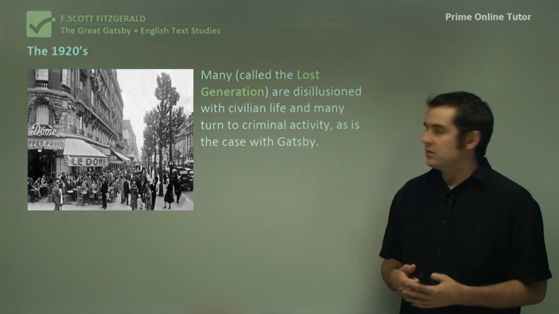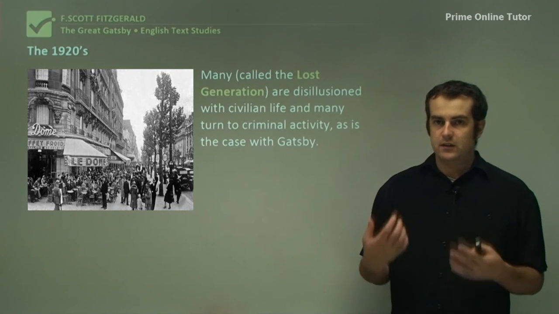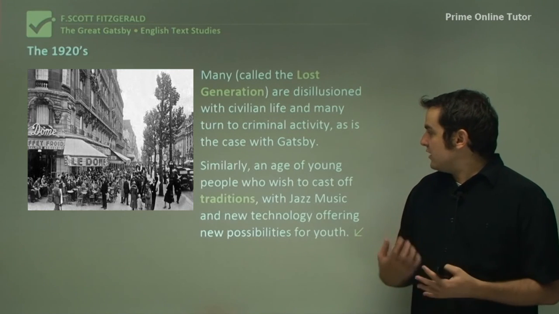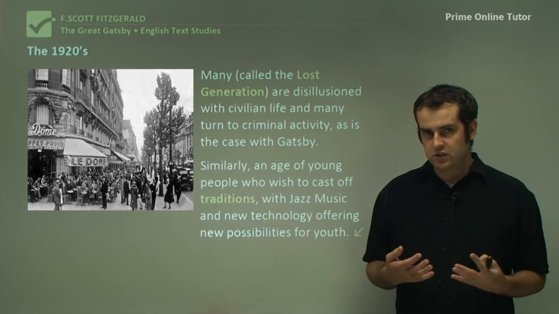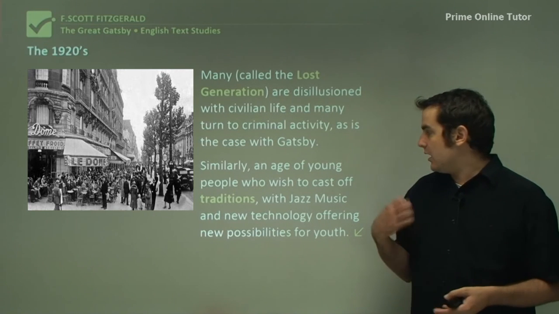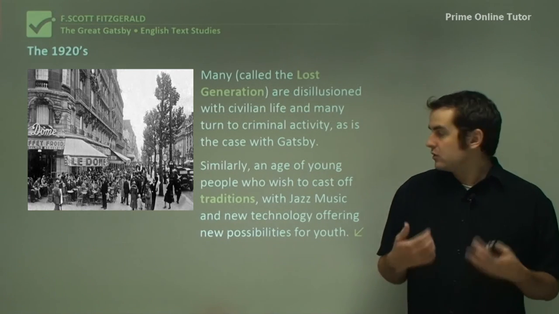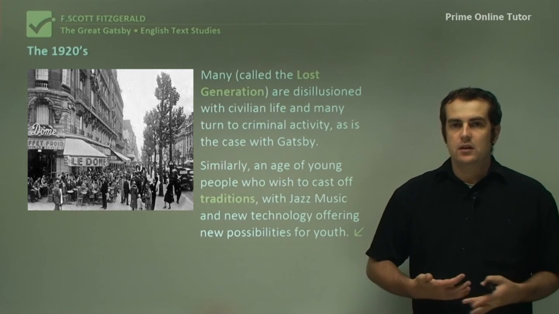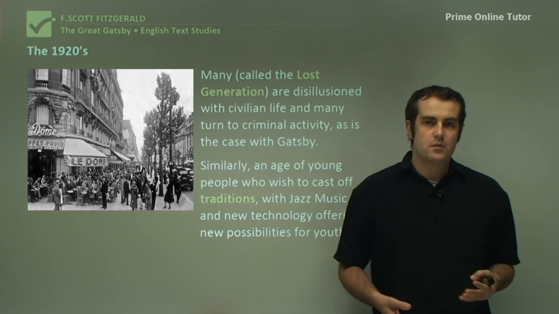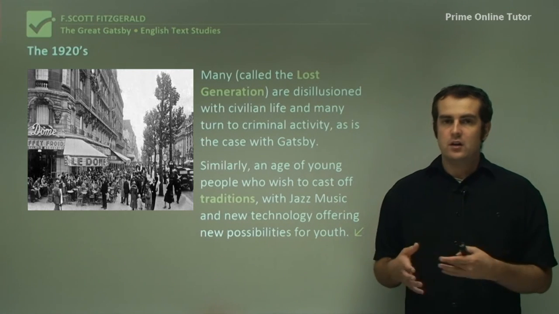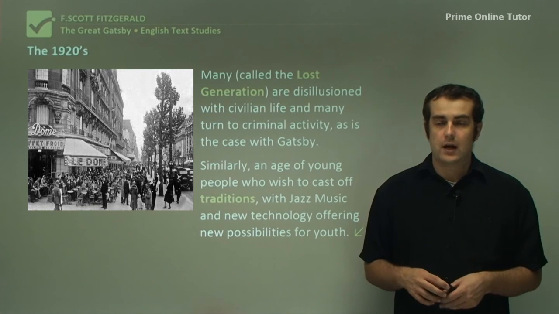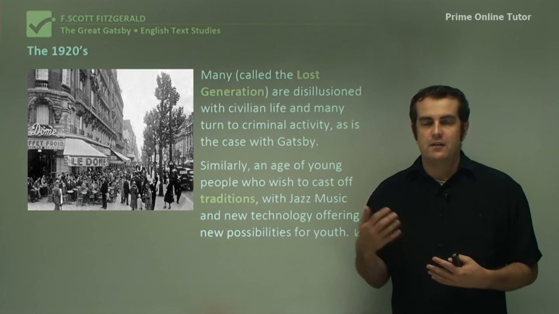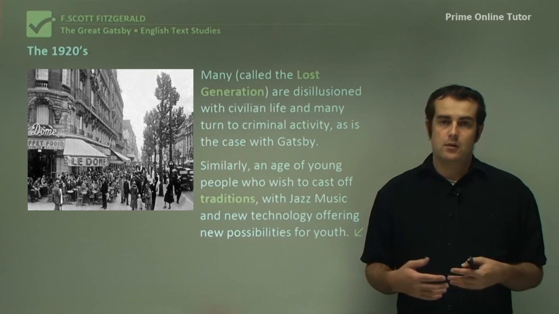Many call it the lost generation because they were disillusioned with civilian life. Many did turn to criminal activity. And similarly, it was an age of young people, one that wanted to break off tradition. And certainly the popularity of jazz music, which was really picking up, and new technology, brought a lot of new possibilities, and there was this great desire to move away from the parents. Even though the idea of the teenager didn't really come in until the 1960s, the idea of a young person wanting to go out and have fun had started to be born.